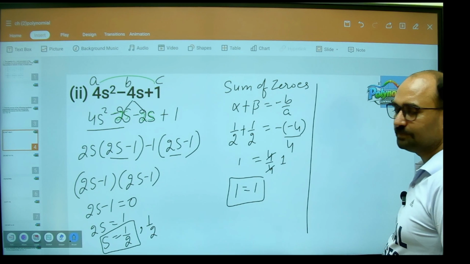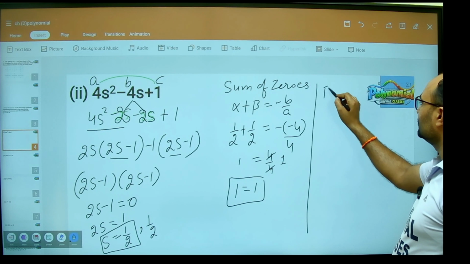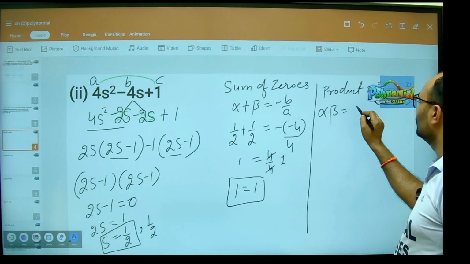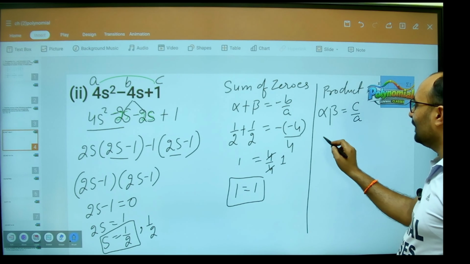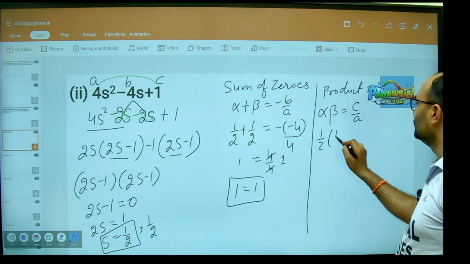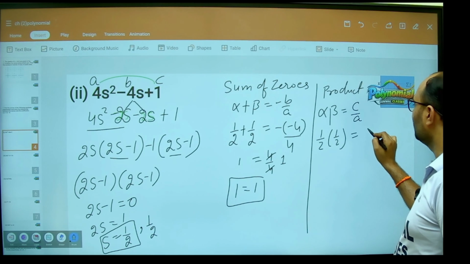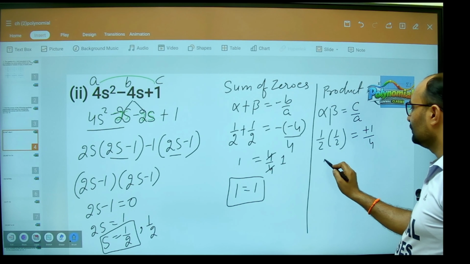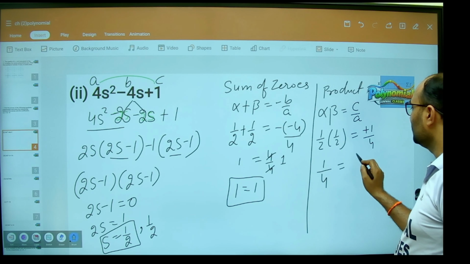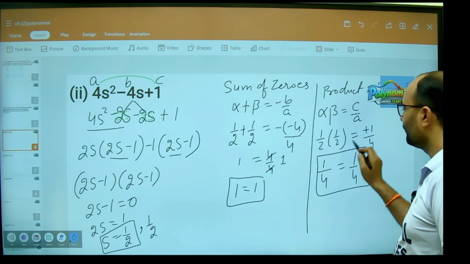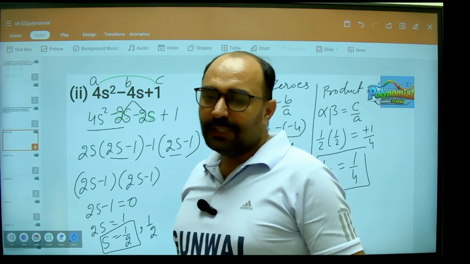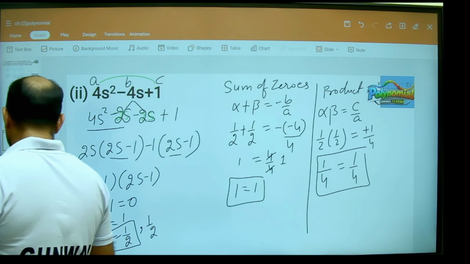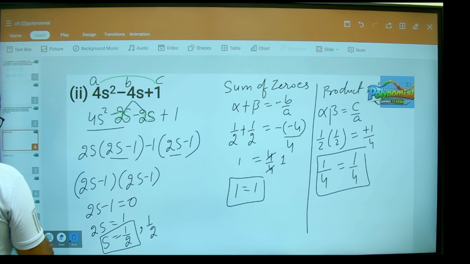Now product: alpha into beta is equal to c upon a. Alpha is 1 by 2, beta is 1 by 2, c is plus 1, a is 4. If you multiply them, 1 multiply 1, 2 multiply 2, which is equal to 1 by 4. Please note down. Come to the third one.